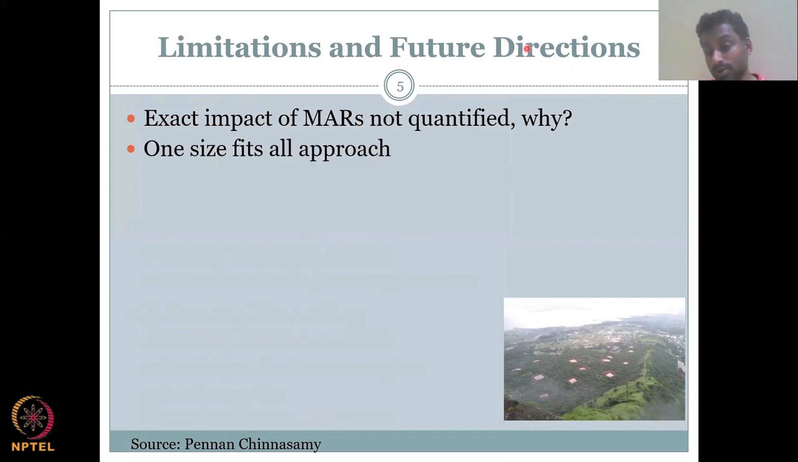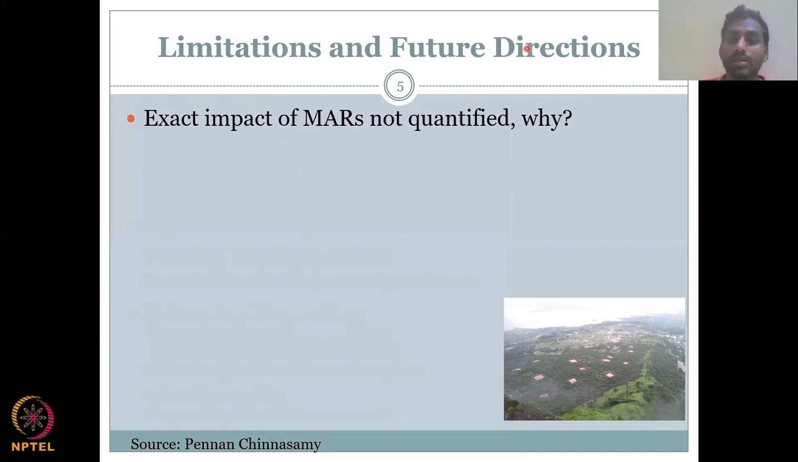One size fits all approach. The first point, I think we should still debate that, why is it hard to quantify? Because there's no data. I gave you this in lecture 6 or 7, where you looked at the issues in rural water management, and data is a big issue because it's expensive and other reasons are there.